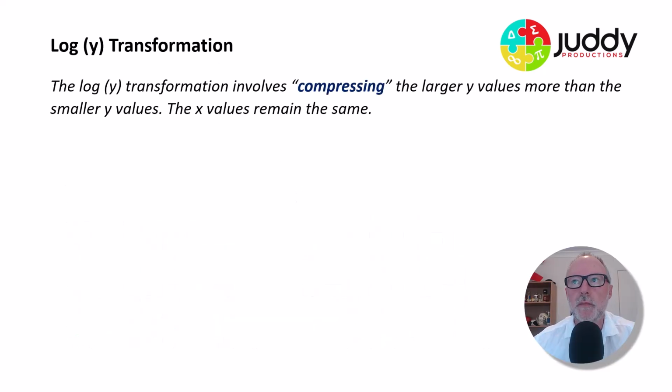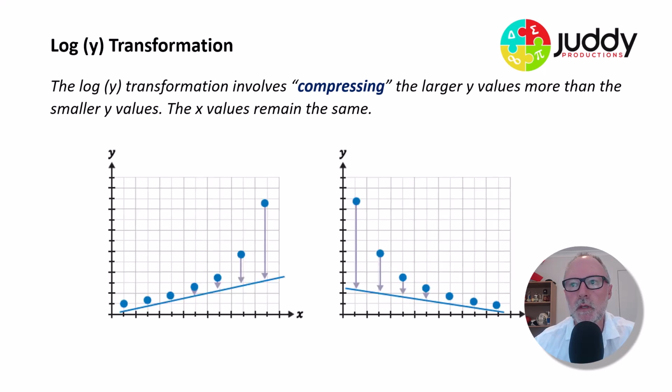The log y transformation involves compressing the larger y values more than the smaller y values. In the log y transformation, the x values remain the same. So visually in both these graphs, you can see the larger y values are being compressed considerably to generate a linear relationship, and the smaller y values are only being compressed a smaller amount.